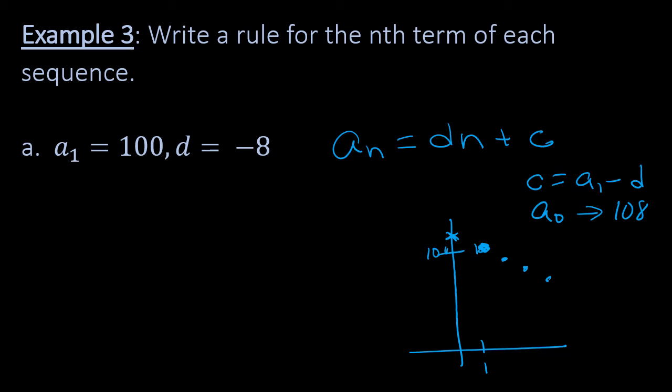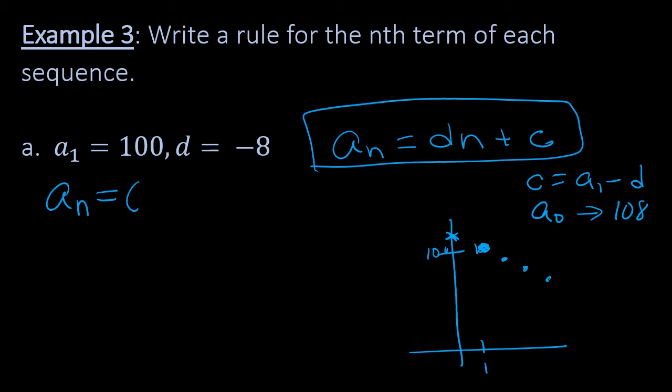So if I write a rule for the nth term, it's going to be my common difference, and I'm just using this formula right here. It's my common difference, which is negative 8, times n plus my 0th term, and my 0th term, or c in this problem, is 108. So this is basically my general formula.